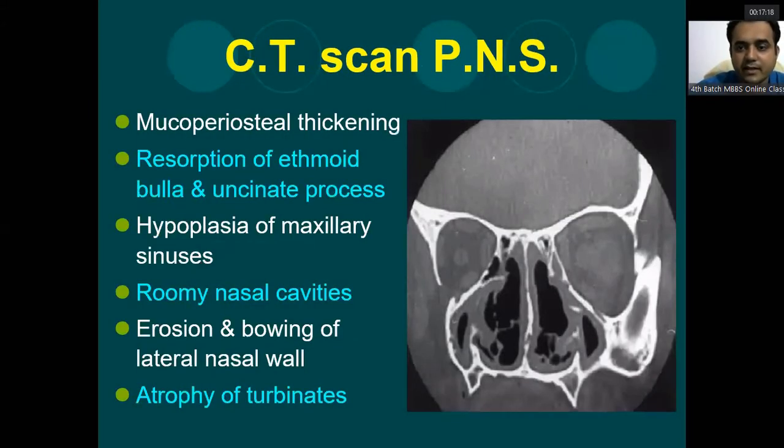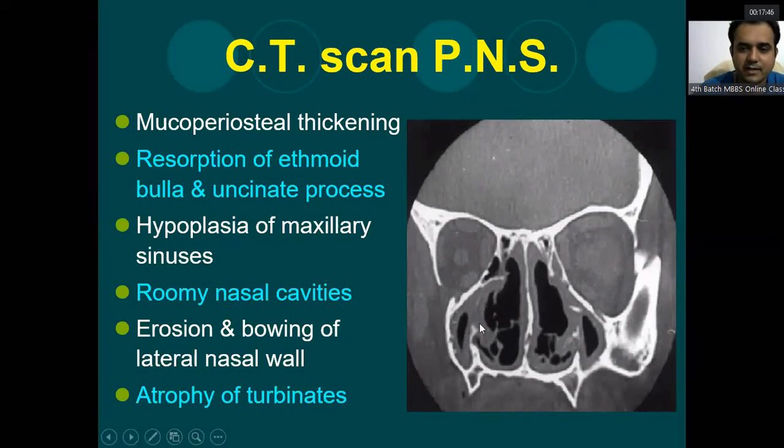Now CT scan. CT scan is very important to diagnose nasal disease, and it will also help us to rule out other conditions like malignancy. So there is mucoperiosteal thickening. You can see it here, right? Resorption of the ethmoidal bulla and uncinate process. They are here and they are absorbed. And look here, the maxillary sinus has become small. So there is hypoplasia of the maxillary sinuses.